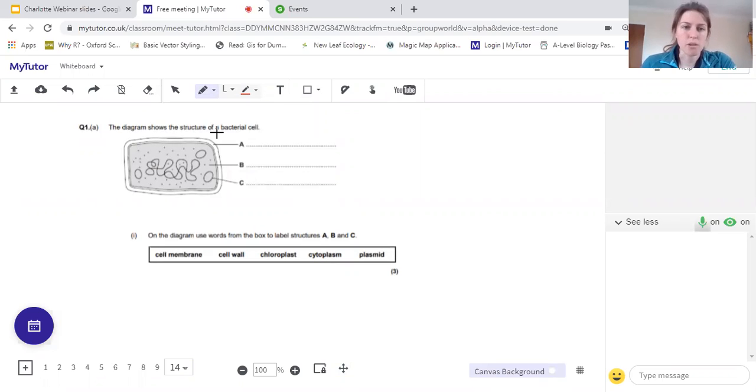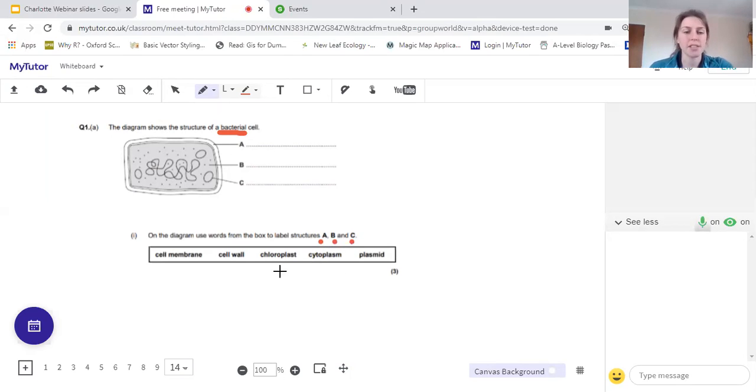So here we have a diagram showing the structure of a bacterial cell. Okay, first thing we're thinking, bacterial cell, prokaryote, not animal or plant cell. On the diagram, use words from the box to label structures A, B, and C. Okay, so we know it's a bacterial cell, so it's going to have those differences from plant and animal cells that we discussed. So A looks as though it's surrounding the cell. B looks as though it's kind of the body, the sort of space of the cell. And C is that circular piece there.